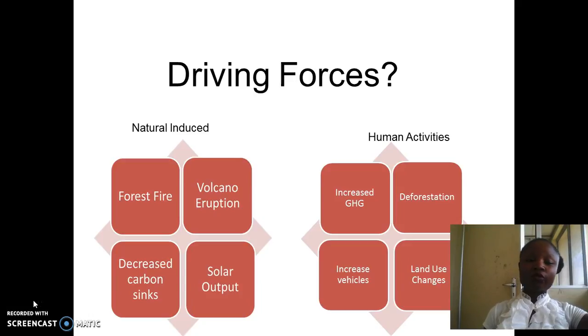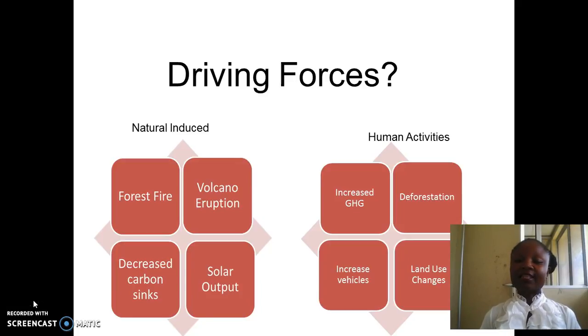For example, when we look at volcano eruptions, you should bear in mind that they emit particles as well as gases into the air. Some of these gases that volcano eruptions emit have a cooling effect, for example ash and sulfur dioxide. They then reflect the amount of sunlight that reaches the ground back into space.